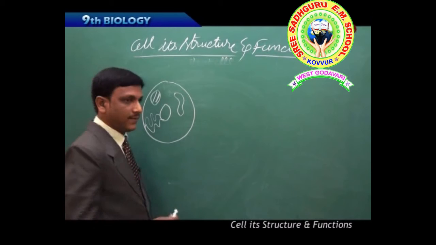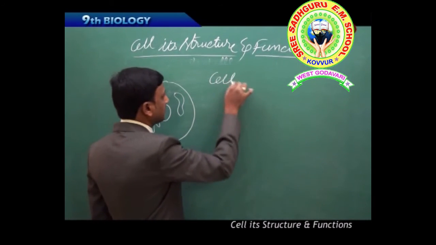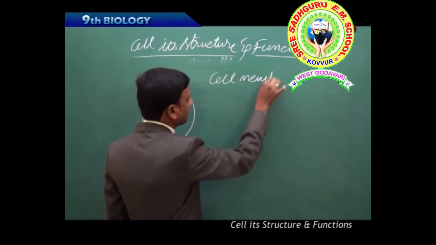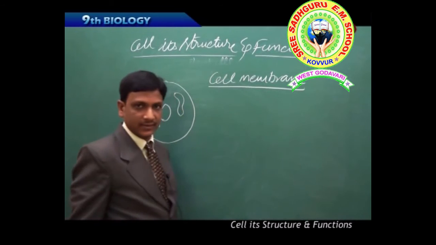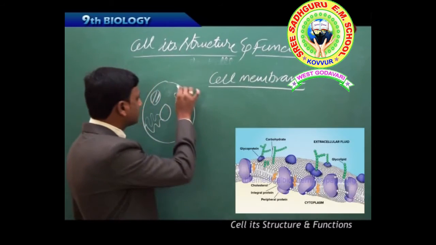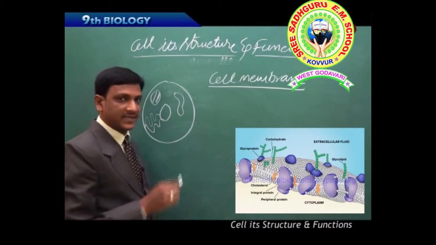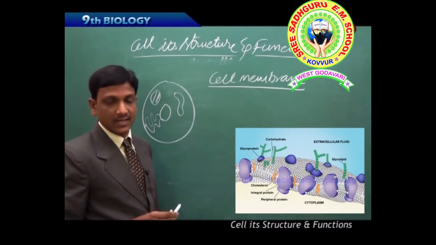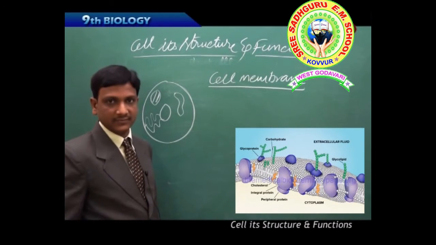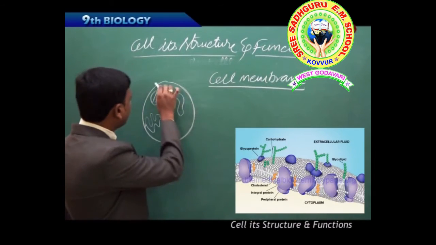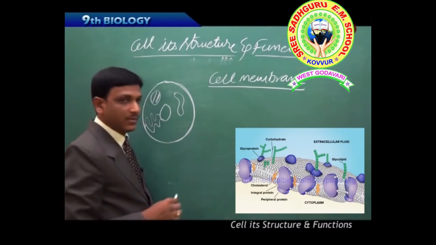Now, we are going to study the organelles of a cell. First, we are going to learn about the cell membrane. The cell membrane is the outer covering of a cell. It is found in both plant cells as well as animal cells. But the plant cells have an additional covering, that is the cell wall, whereas animal cells have only one, that is the cell membrane.